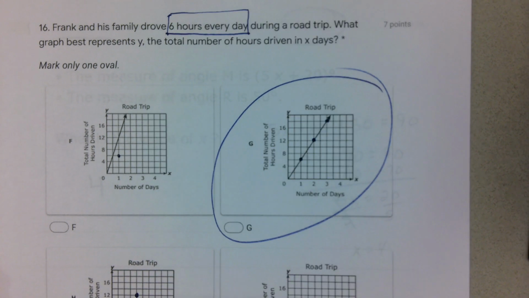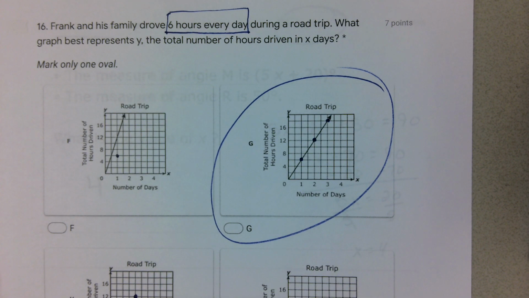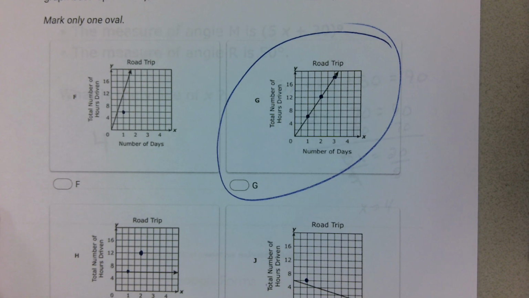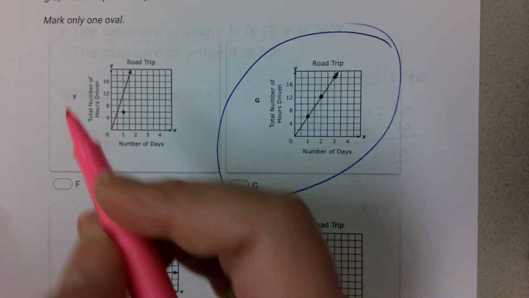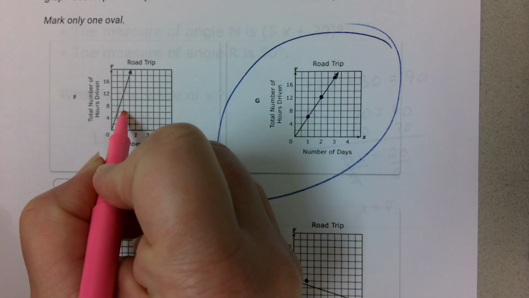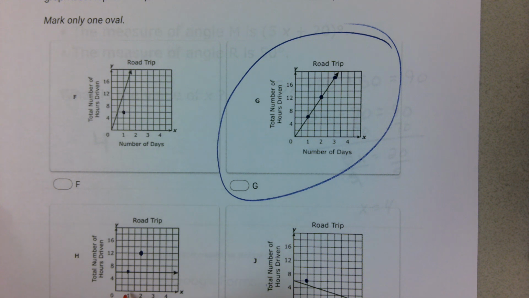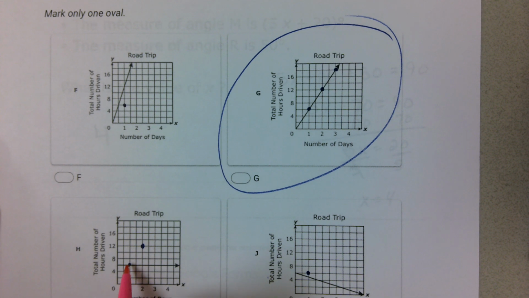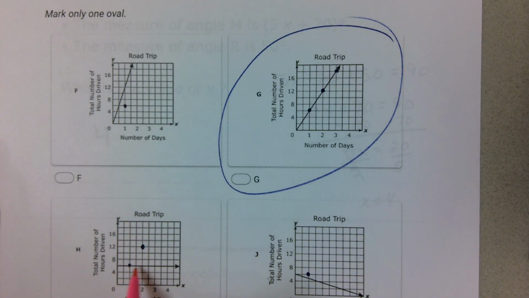Number 16, Frank and his family drove 6 hours every day during a road trip. What graph best represents y, the total number of hours driven in x days? So we have 6 hours each day. I've marked this 1 day, 6 hours. Doesn't follow my graph right here. 1 day, 6 hours here. 2 days would be 12. That doesn't line up. This stays the same.